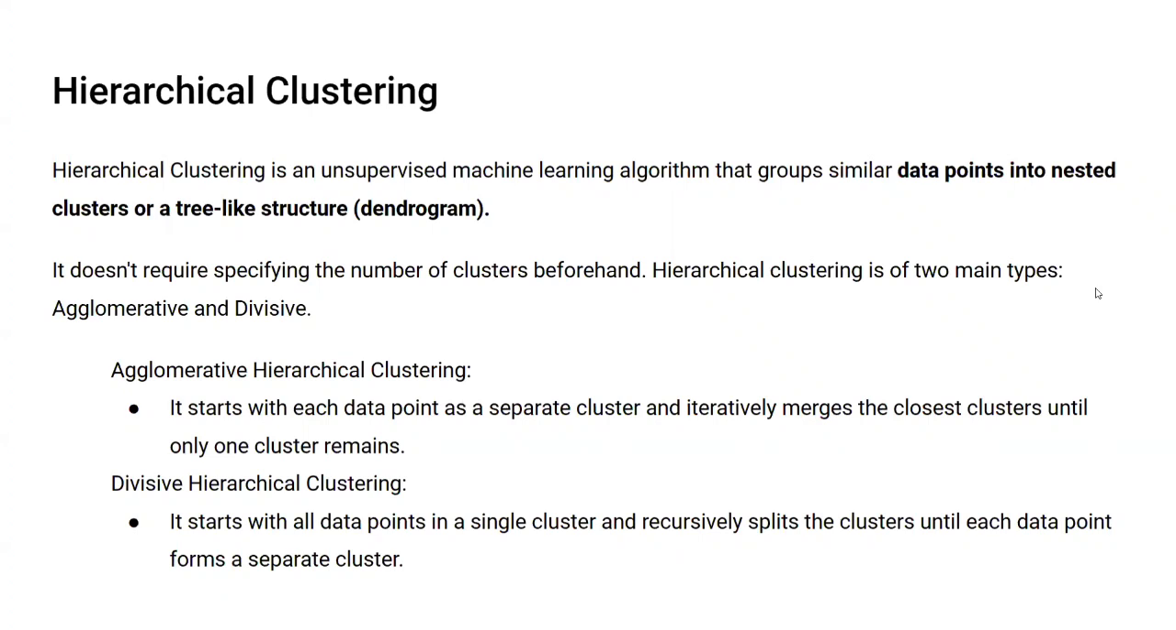Agglomerative hierarchical clustering starts with each data point as a separate cluster and iteratively merges the closest clusters until only one cluster remains. And divisive hierarchical clustering starts with all data points in a single cluster and recursively splits the clusters until each data point forms a separate cluster.